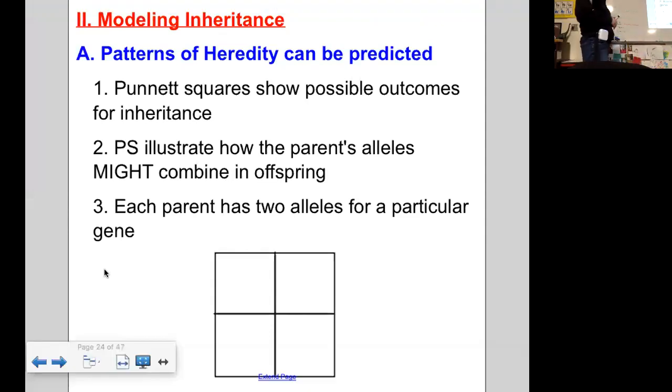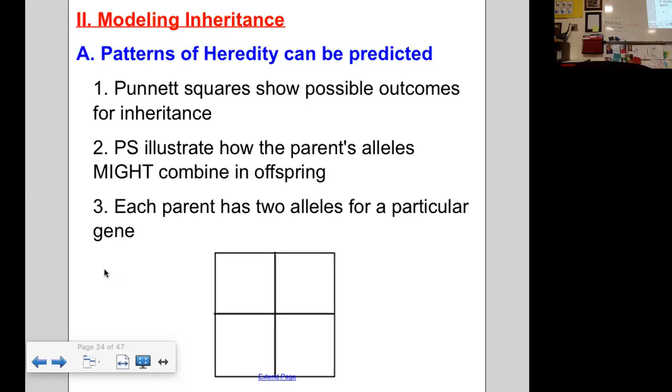Okay, so we are continuing on in section 5.2. Yesterday was a vocab day: phenotype versus genotype, alleles and genes, and homozygous versus heterozygous. So today we're going to focus in on a Punnett square, which will allow you to predict the outcomes of certain crosses. So we can predict patterns in each cross, and we use a Punnett square to show those outcomes.